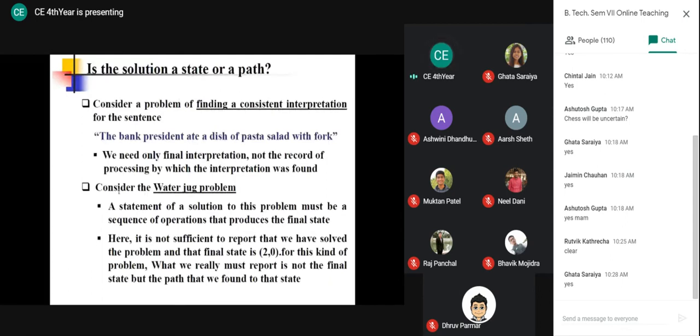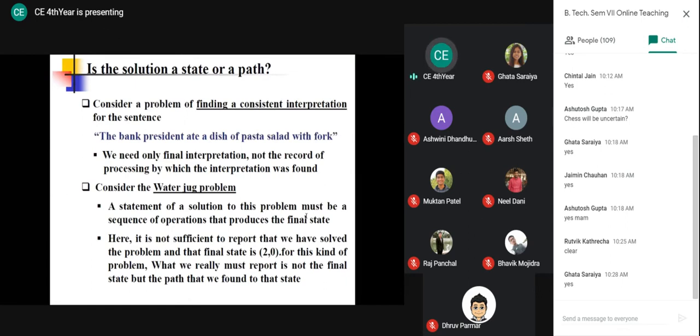Now, the second example that we will discuss is the water jug problem. Now all of you know the water jug problem. In a water jug problem, the statement of solution to this problem, as all of you know, must be a sequence of operations that produces the final state. Right? In the water jug problem, what is the solution? That solution is the sequence of operators that produces the final state.